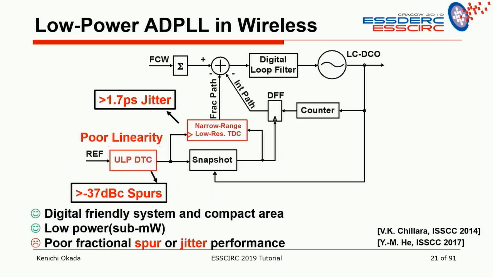So one promising architecture is reported like this, and as Dr. Liu already explained, in this architecture a very low power DTC is used to narrow the required range for the TDC. This is a very, very useful architecture. But still, this ultra low power DTC causes a very large spur. So after this slide, I will explain some improved ways for the DTC.